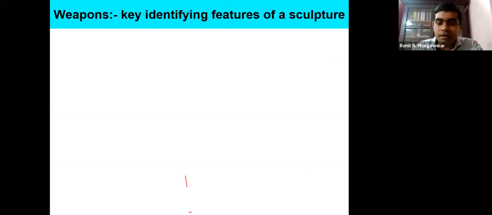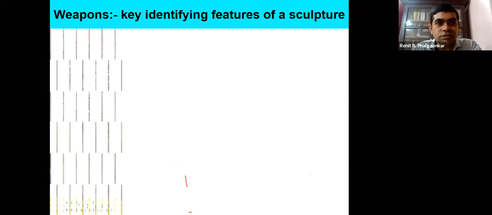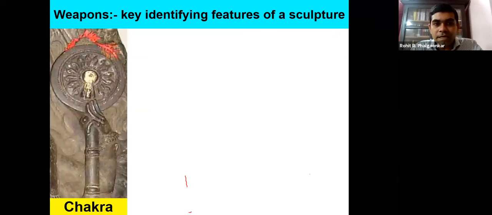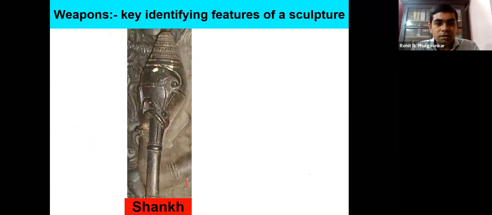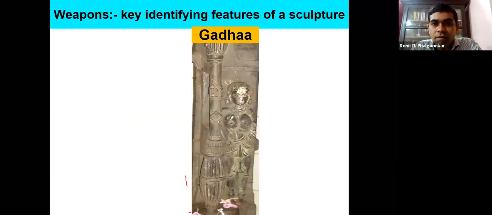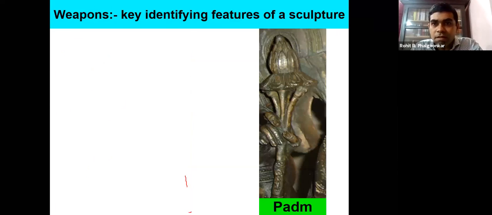Weapons are very key identifying features of a Hindu sculpture. If it is the case of Vishnu, you'll have the chakra or the disc. Then you'll have the shankha or the conch. Now the conch is a very important identifying feature of Vishnu. Then you have the gada or the mace. Then you have the lotus or the padma. So the Shankha, Chakra, Gada and Padma are important features in the case of a sculpture of Vishnu.